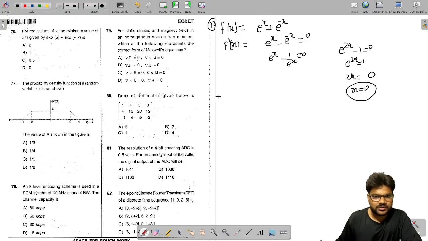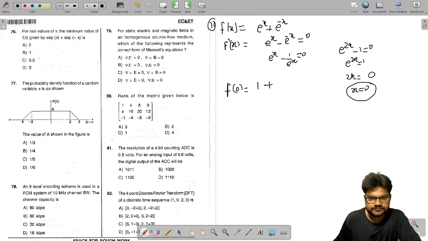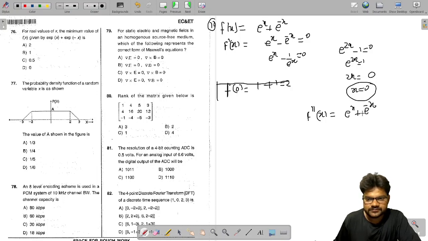So let us put f(0). What you will get is e to the power 0, which is 1, plus e to the power 0, which is 1, equals 2. So if you differentiate it again, then f double dash x is e to the power x plus e to the power minus x. If you put anything in this, then f double dash x will be greater than 0.